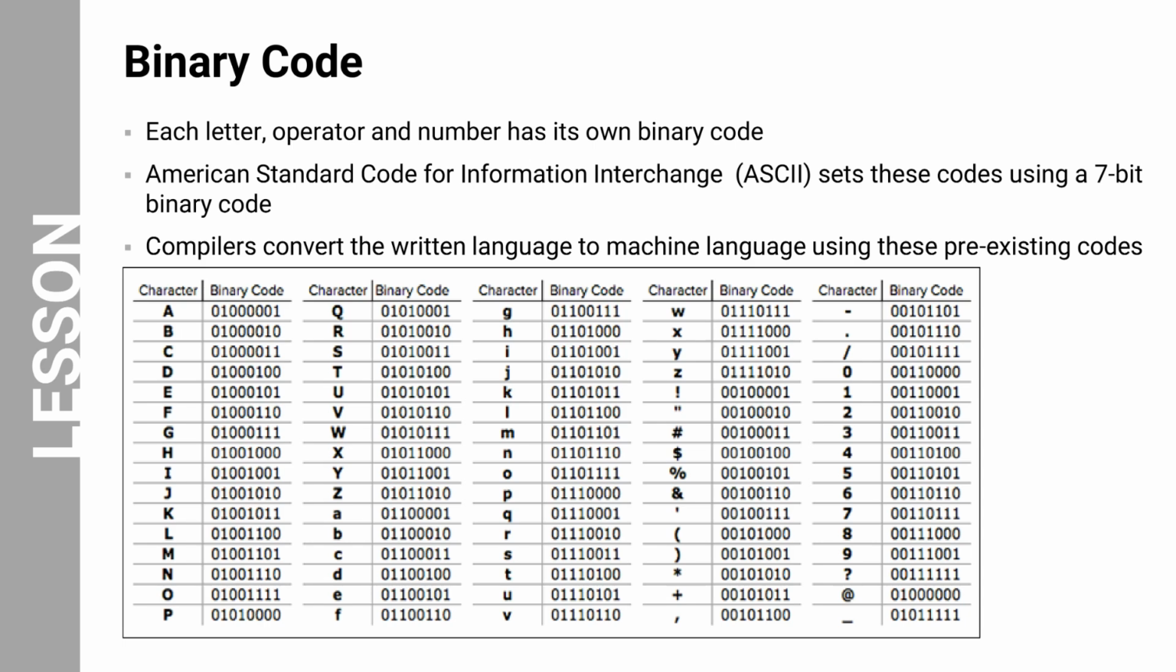American Standard Code for Information Interchange, or ASCII, provides a standardized way to represent text in computer systems using 7-bit binary codes. Notice how A is represented as 01000001, while the number 1 is 00110001 in this table. Every character, including letters both uppercase and lowercase, numbers, and special operators, has a unique binary representation. These pre-existing codes enable compilers to convert human-readable programming language into machine-executable binary instructions. The ASCII table shows how each character maps to its unique binary sequence, forming the foundation of text representation in digital systems.